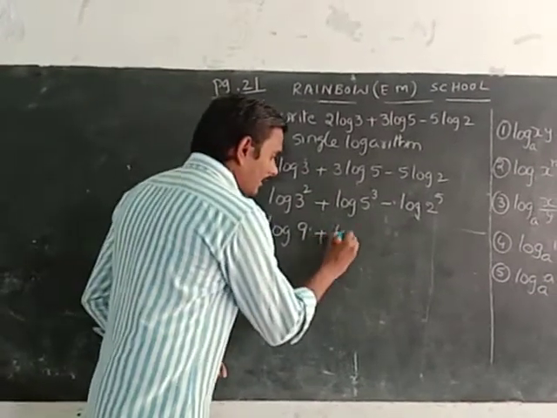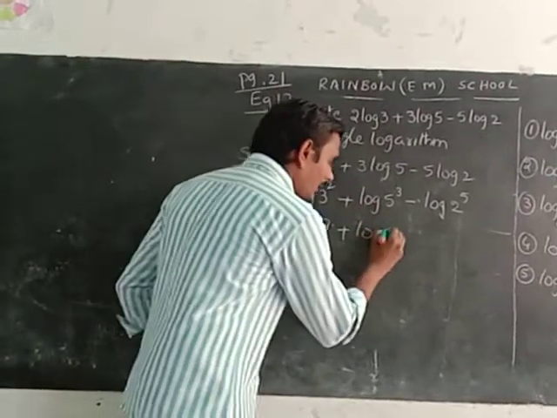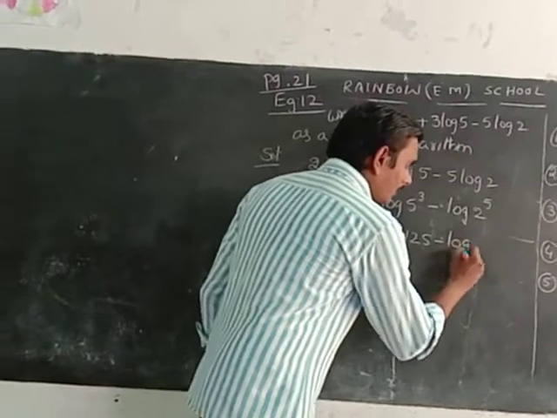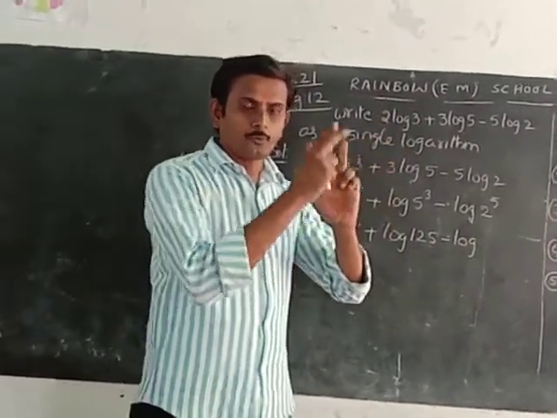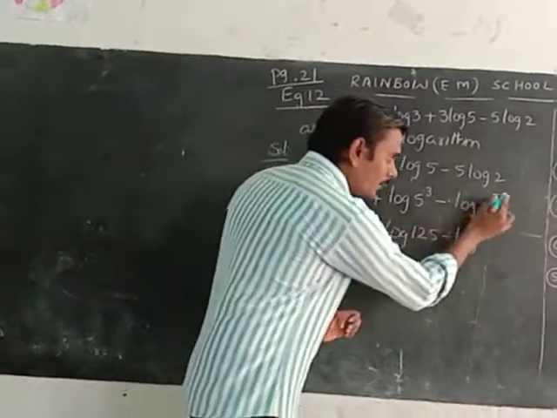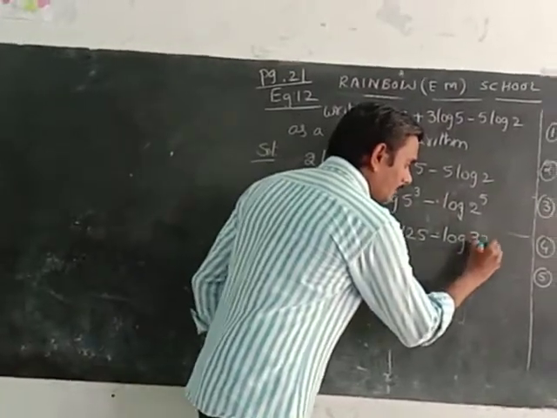Plus log 5 cube means 5 into 5, 25. 25 into 5 is 125. Minus, next, log 2 power 5. That means you have to multiply 2 five times. 2 times 2 is 4, 4 times 2 is 8, 8 times 2 is 16, 16 times 2 is 32. That means 2 power 5 value, 2 multiplied 5 times, we will get 32.